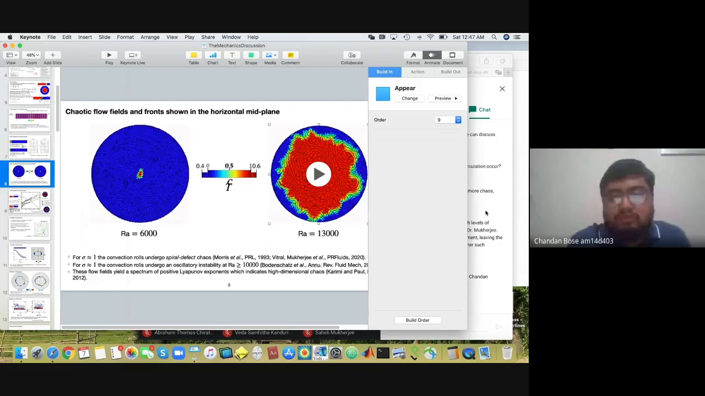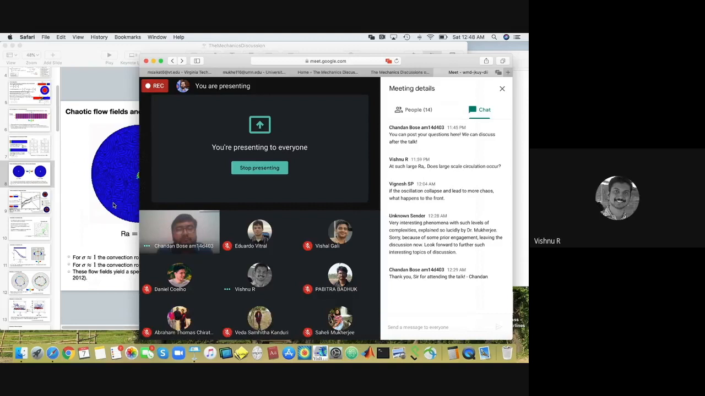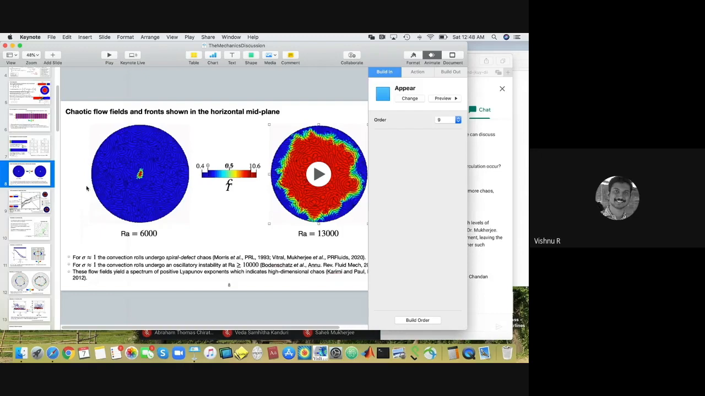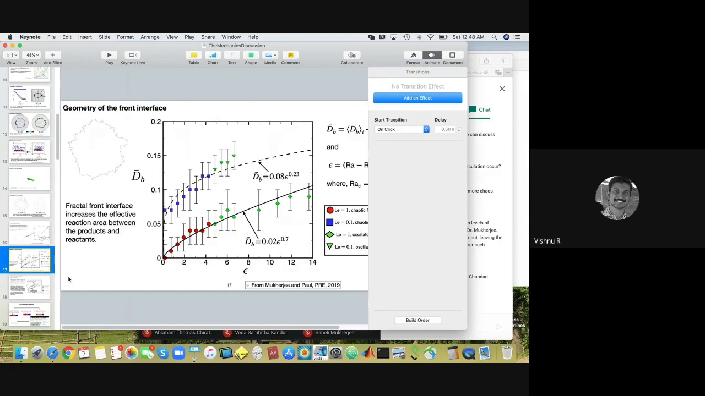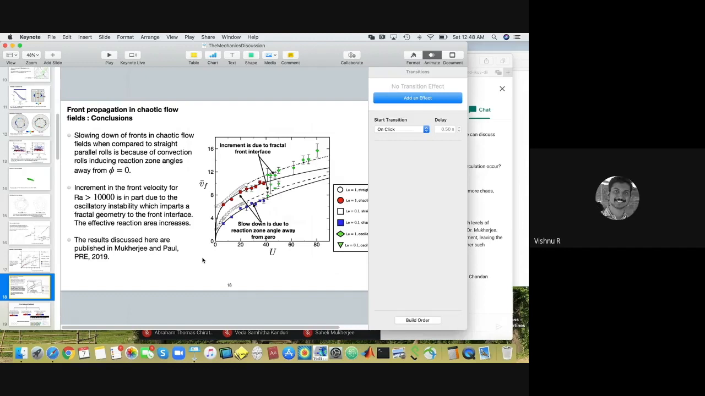Okay, so can I ask one? Sure, Vishnu. The other question was related to the two chaotic regimes which you showed, for the front velocities. In one regime, I think you mentioned the non-orientation of the rolls, which causes some reduction in velocity. In the other regime, the box dimension increases to fractal, and that's why there's an increase in front velocity, right? Yeah, that's true.